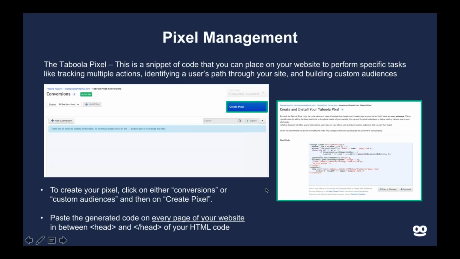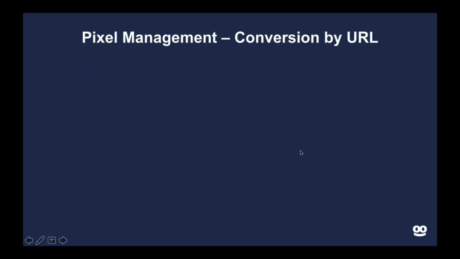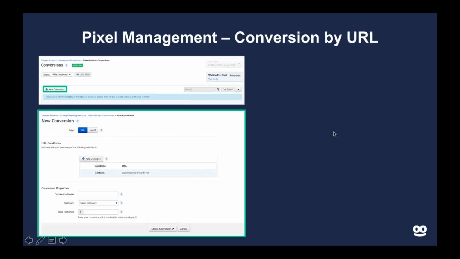Once you have that placed, you will then be ready to go ahead and design or define your conversions. So to start, we'll look at one particular conversion type. This is a conversion by URL. So when you click on New Conversion from the Pixel page, you'll be given options to set this up.